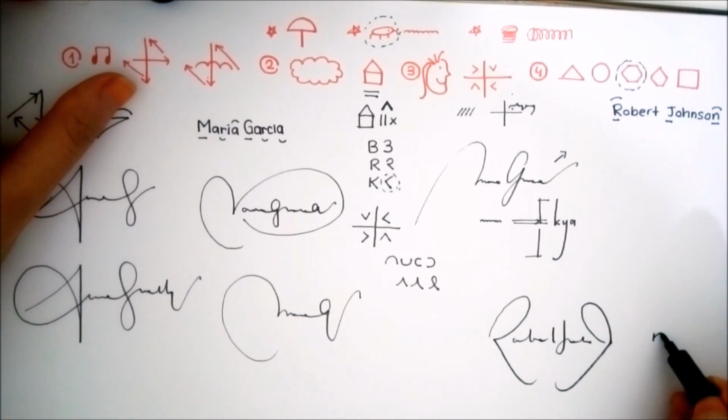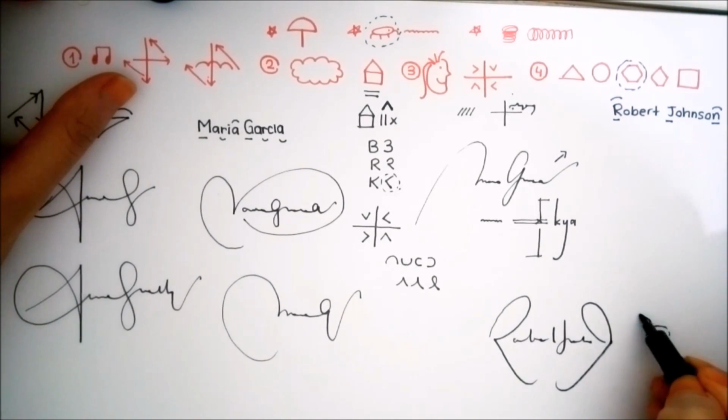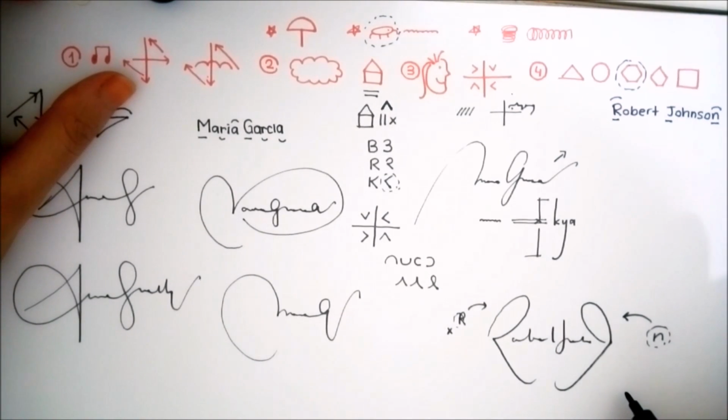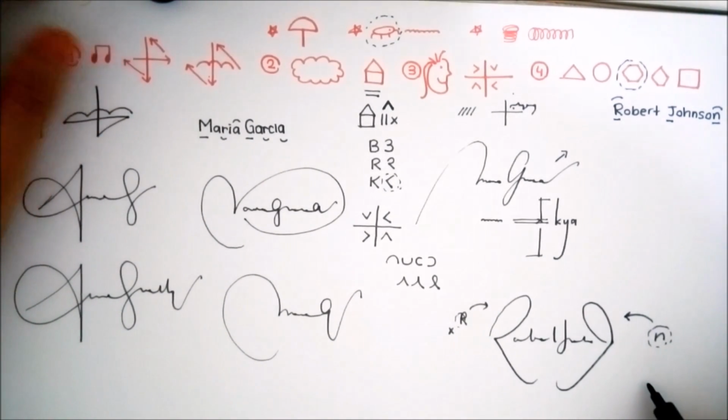Now I place Robert Johnson in a hexagon because of the initial R and the last N letter. I've worked upright and I've worked at a smaller X side.